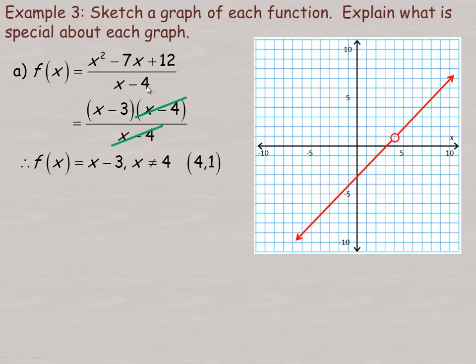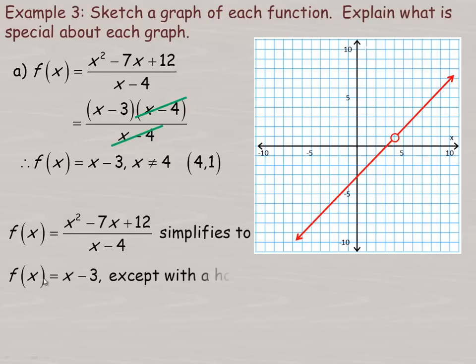So this function is equivalent to x minus 3. So it simplifies to f of x equals x minus 3, except there would be a hole at the point 4, 1. Because this function actually cannot be defined, is not defined where x is 4.